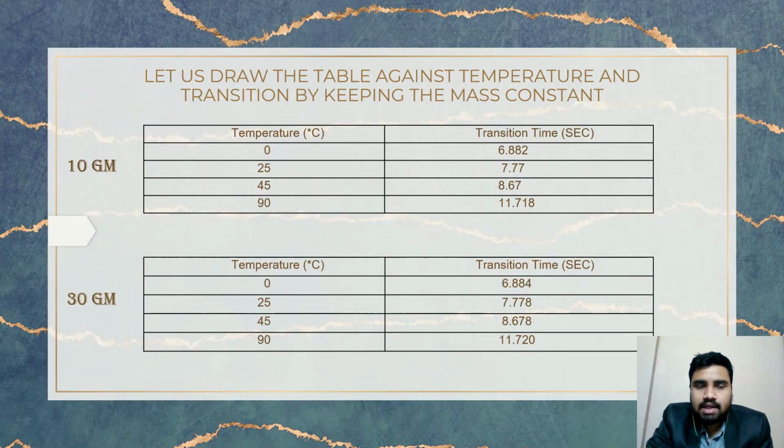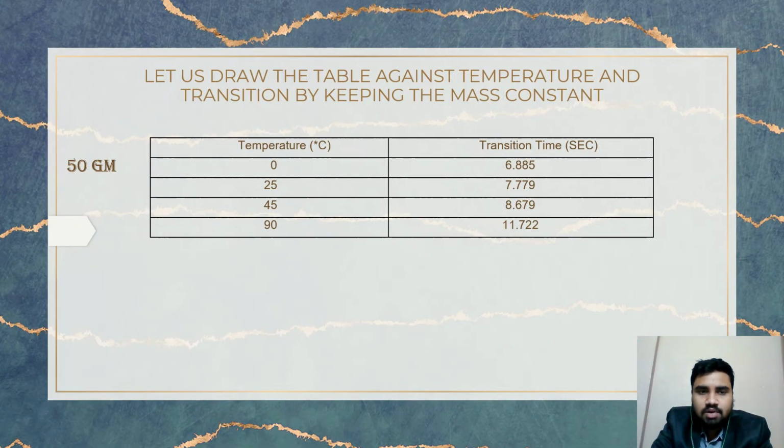We have drawn the table for different masses at different temperatures. We can observe that as we increase the temperature, the transition time also increases. And also, we can observe there is a slight increase in the transition time as we increase the mass of the substance. Let us see the table for 50 grams of substance.